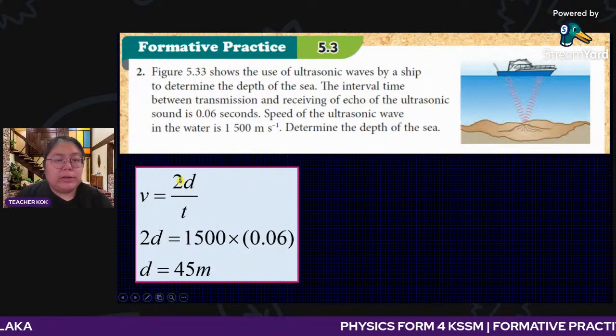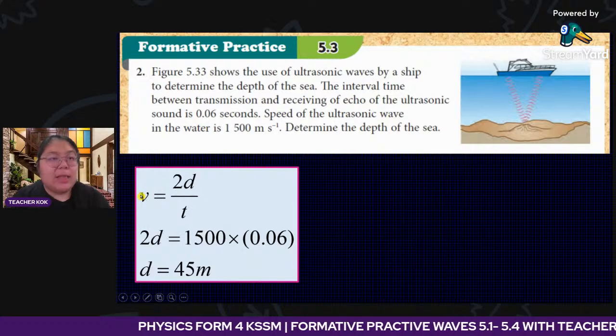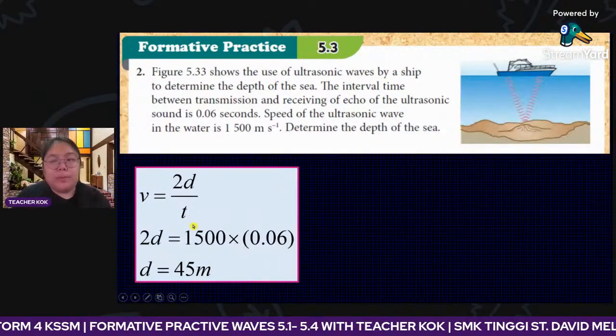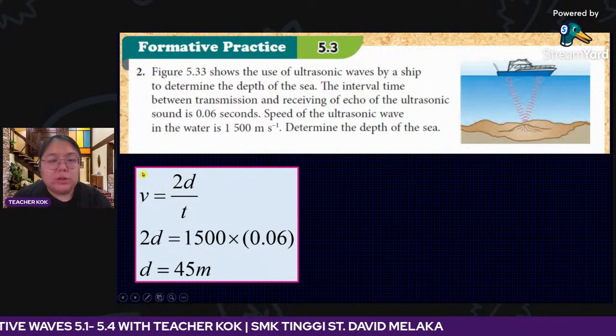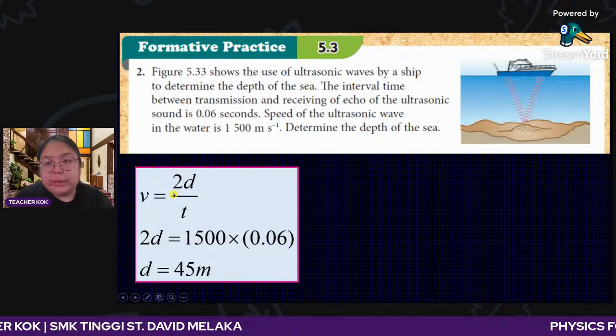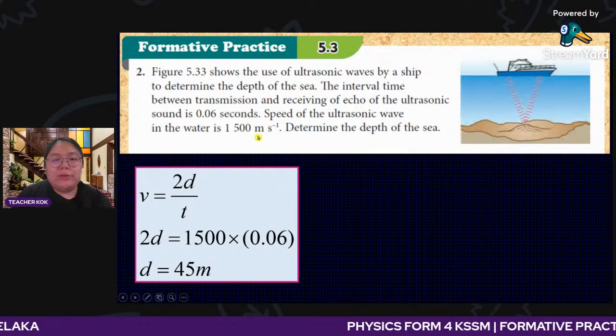Okay, so this one is the formula. V, velocity, send and back. Time taken also is send and back. But the distance, the depth, is only one way. So from here, everything is two-way, so you need to add the 2 here. Okay, add the 2 here. So you find the answer 1,500.